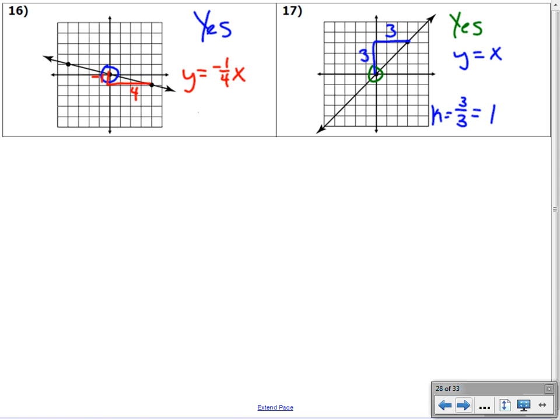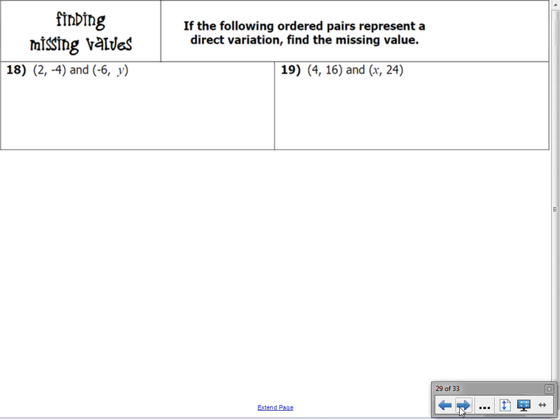Now, the last thing that we're going to look at with direct variations is how we can use them to solve for missing values. So in each of these examples, we know that we're working with a direct variation, and we're trying to find this missing value. So for 18, we know that (2, -4) is a point on our direct variation, and (-6, something) is also a point in this direct variation. We need to know what that something is.